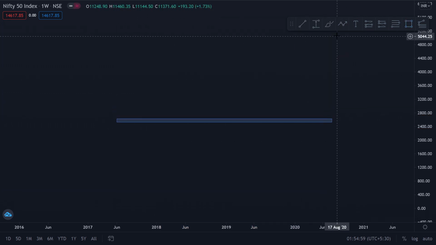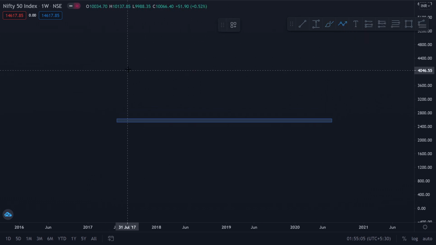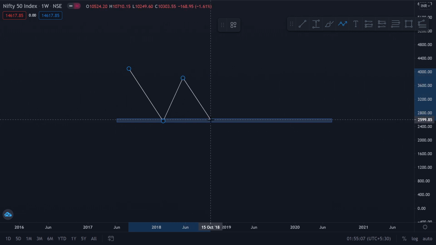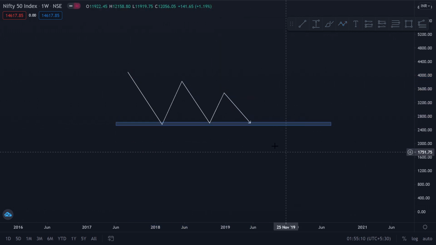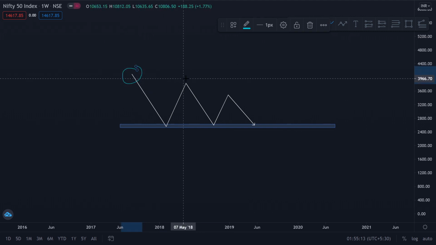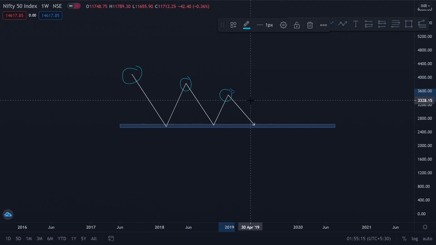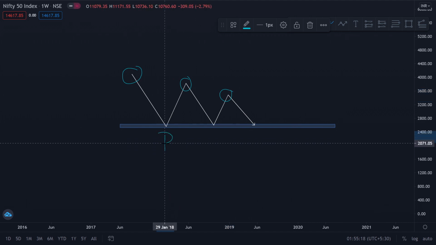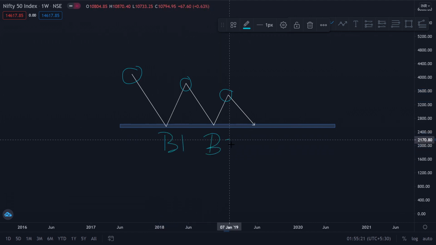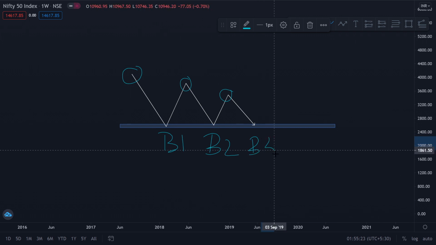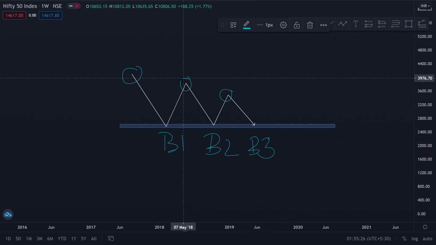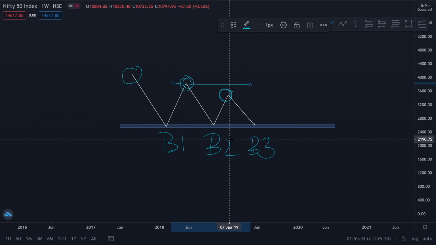So if this level has been acting as a support for the market, we know that price would have tested this multiple times. Now suppose this is how the price has come. Again, you can observe the highs which are formed are lower highs. So the buying pressure which comes in B1, B2 and B3. The first time buyers came in, they could take the market price till here. The second time the buyers came in, they could only take it till here. They couldn't even reach the previous levels, which is a sign to us that the buying pressure is decreasing.